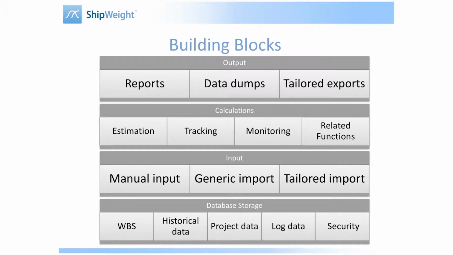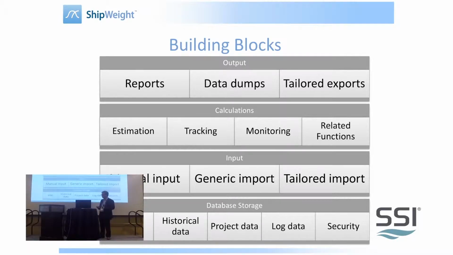That's the foundation of the software. That's where we store appropriate constructors, historical data, project data, and it handles logging and security. The input to the system can be manual, generic import, and also tailored imports. The calculations that can be done are parametric estimations, tracking, monitoring, and we also have several related functions beyond pure CG. And output, reports, data dumps, tailored exports, all can be done in ShipWeight.